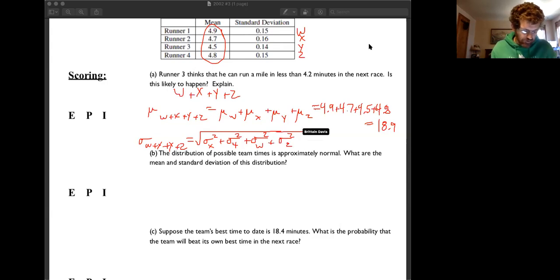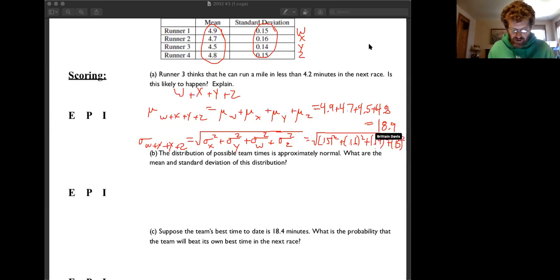So showing the generic formula, I just screwed this up right here. So let me write it again. So there we go. Now we actually can plug our numbers in, and remember the variance can be found, the standard deviations are right here. So now I want to just plug those numbers in, so it's going to be 0.15 squared plus 0.16 squared plus 0.14 squared plus 0.15 squared.